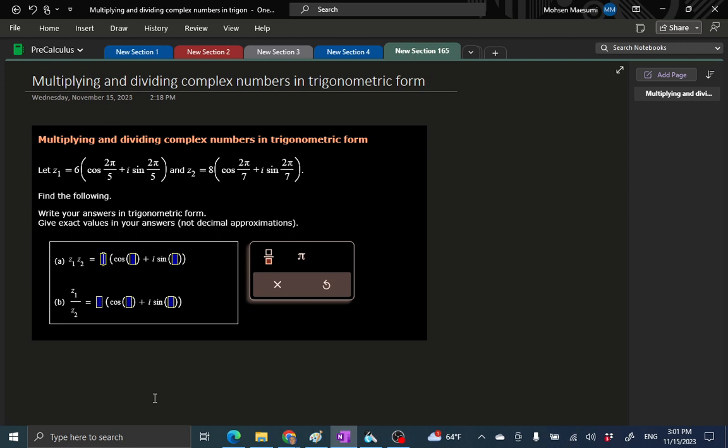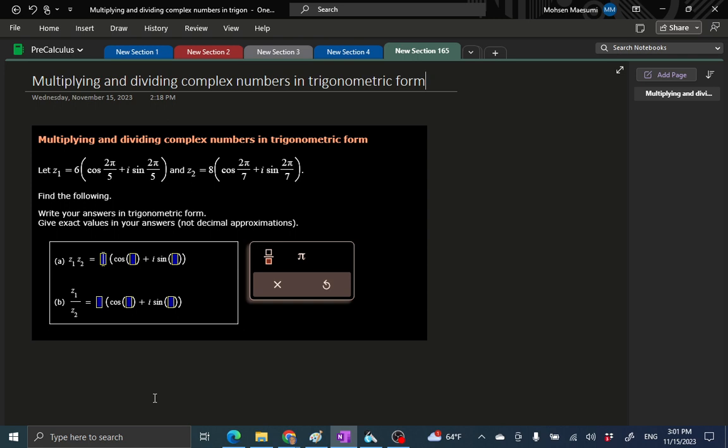Hi, welcome to Precalculus. Today's topic is multiplying and dividing complex numbers written in trigonometric form. Here is a basic example. Two numbers are given, z1 and z2. These are complex numbers. They are written in polar form. We want to see how to multiply them. The procedure is extremely simple.